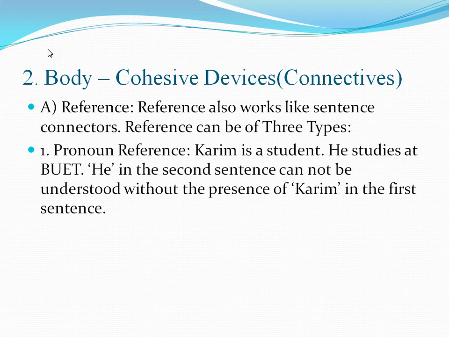Now, that is reference. Reference also works like a sentence connector, and reference can be of three types. Pronoun reference. Karim is a student. He studies at Kuwait. He in the second sentence cannot be understood without the presence of Karim. If I erase the first sentence, he cannot be understood. That is, he is here the pronoun reference. If I erase the first sentence, Karim is a student, then we get he. So he refers to Karim. So this is called pronoun reference.